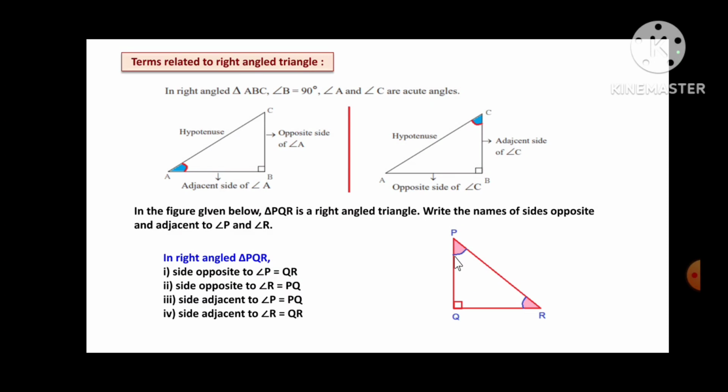The side adjacent to angle P is PQ, and the side adjacent to angle R is QR. So the adjacent and opposite sides for the different angles would be like this. Here angle P and angle R both are acute angles, and it is for acute angles only that we are learning this trigonometry.